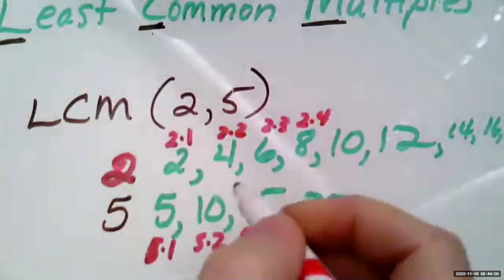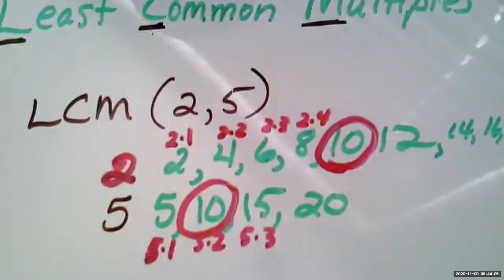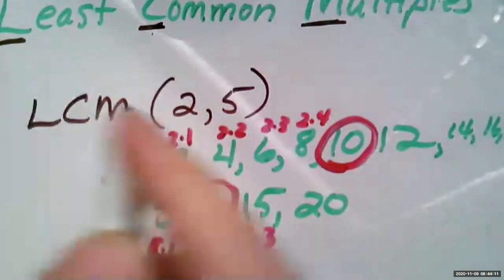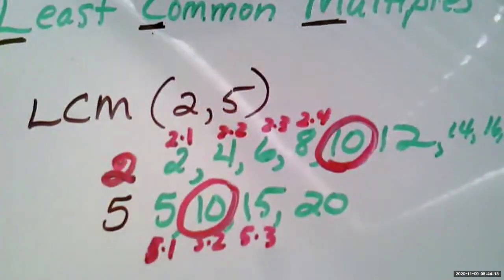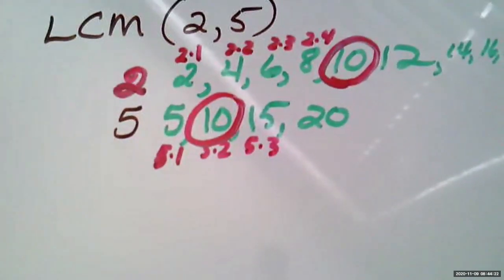So the very first number that they both have in common is 10. There's a 10, there's a 10, there's your least common multiple. All right. So that is what today's lesson is all about, just finding the least common multiple. I'm going to give you a couple of numbers and I'm going to ask you to share with me what the least common multiple is of those two numbers.